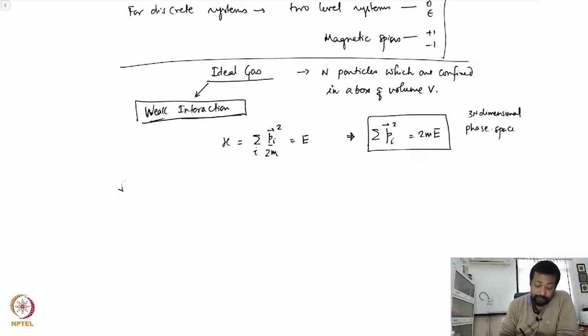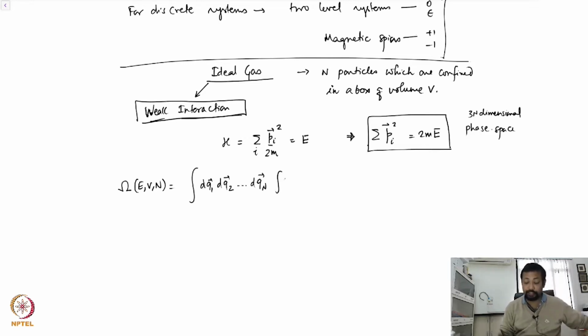So now I want to determine the total number of microstates, and the total number of microstates is the volume which is contained within the phase space, so that is going to be integral dq1, dq2, all the way up to dqn, integral dp1, dp2, all the way up to dpn. But now this also has to be satisfied, right? So that the volume is over the region where sum over pi square is equal to twice mE, correct?